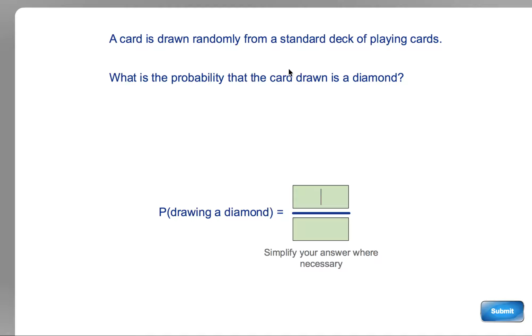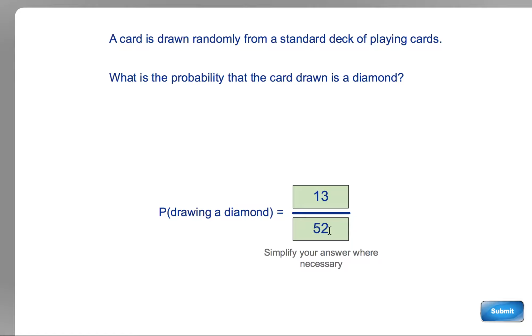Well, in a pack of cards, there are 52 cards. You need to know the cards. If you're not sure, you don't get a pack of cards and count them. But there are 52, and the probability of getting a diamond is one of the 13 diamonds. There are 13 of each suit: 13 clubs, 13 diamonds, 13 hearts, 13 spades. So the probability of getting a diamond is 13 out of 52.